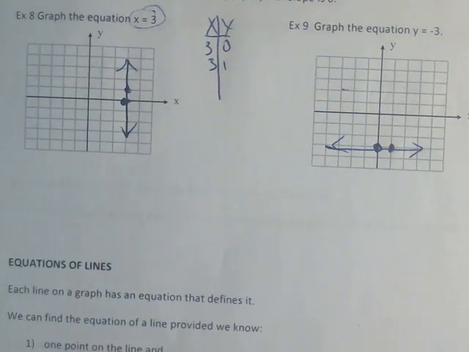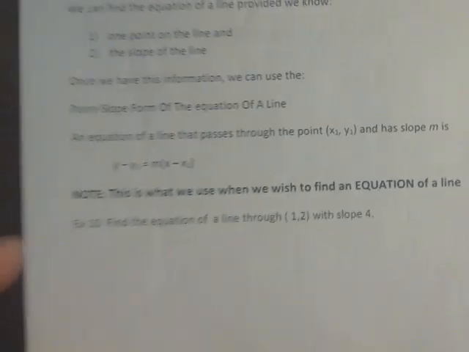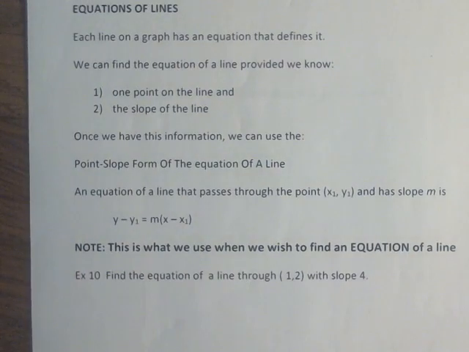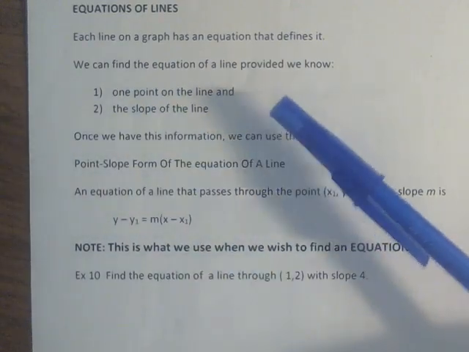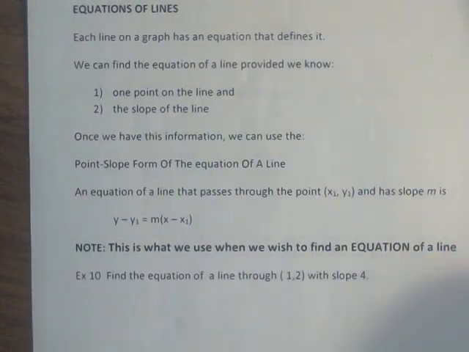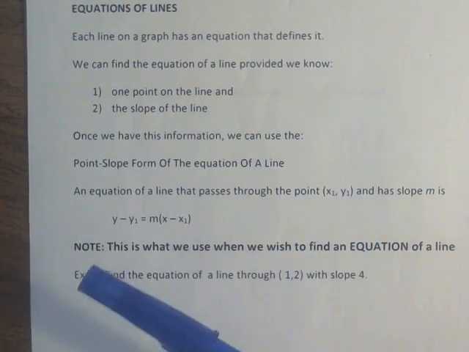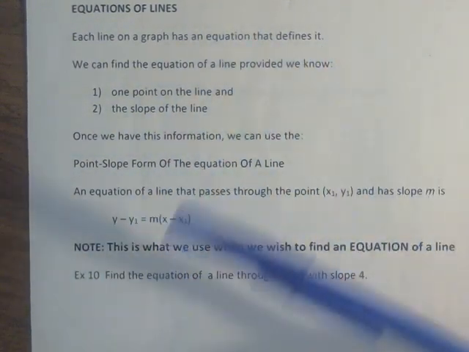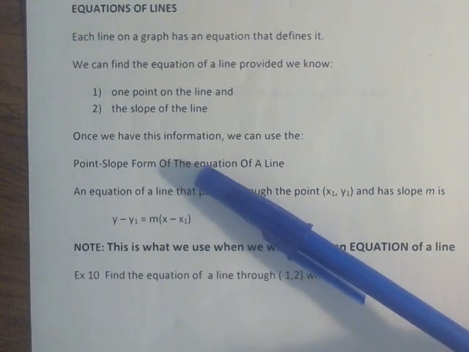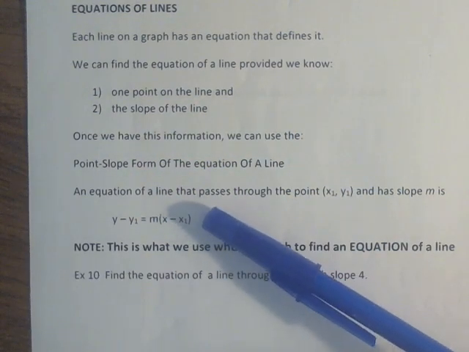So we did slope, we did graphing. Now we're going to look at getting the equation of a line. Each line on a graph comes from an equation. Okay, and what we need to know to get the equation of a line is 1 point, and you got to know the slope. Now, once we have that information, we can use the point-slope form, which is this formula right here.